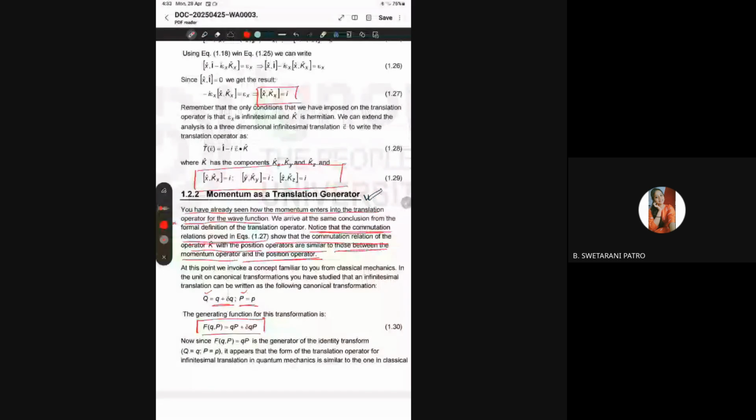Have you studied generating function in classical physics? Yes, sir. So then what we can write is Q, P going to Q plus delta Q, P, right?